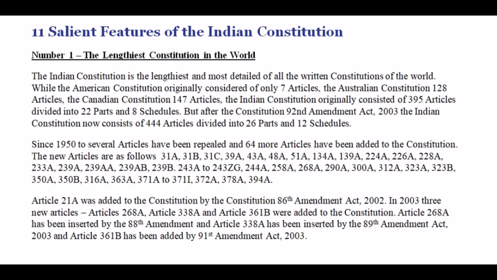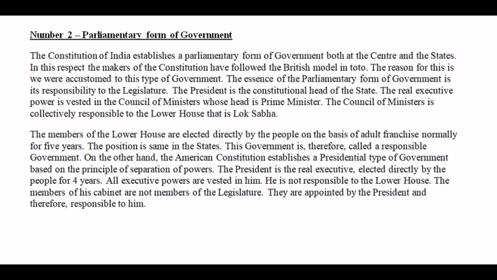Article 21A was added to the Constitution by the Constitution 86th Amendment Act, 2002. In 2003, 3 new articles, Articles 268A, 338A and 361B were added to the Constitution. Article 268A has been inserted by the 88th Amendment and Article 338A has been inserted by the 89th Amendment Act, 2003, and Article 361B has been added by the 91st Amendment Act, 2003.